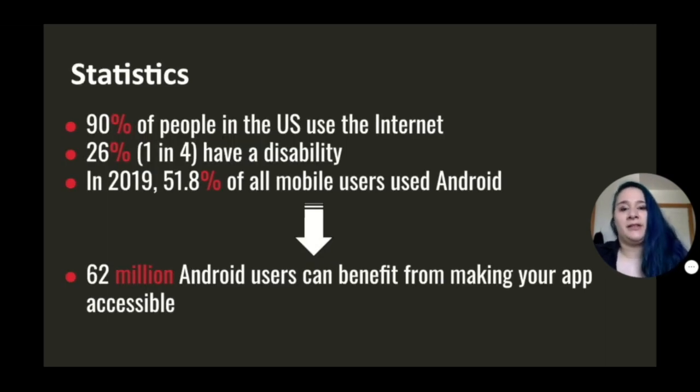Some statistics. 90% of people in the US use the internet. 26%, or 1 in 4, have a disability. In 2019, 51.8% of all mobile users were Android users. What does this mean for us as Android developers? 62 million Android users can benefit from making your app accessible.